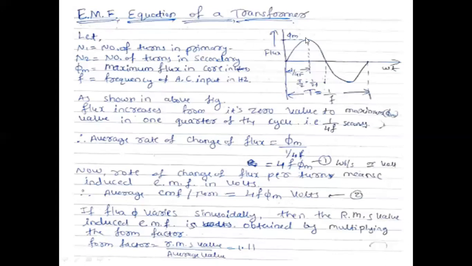To complete one cycle, the time period is 1 by f. The time to complete one cycle is T, the time period, and the number of cycles per second is the frequency. So T equals 1 by f, or f equals 1 by T.